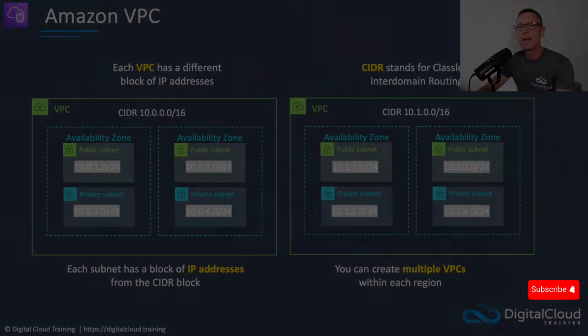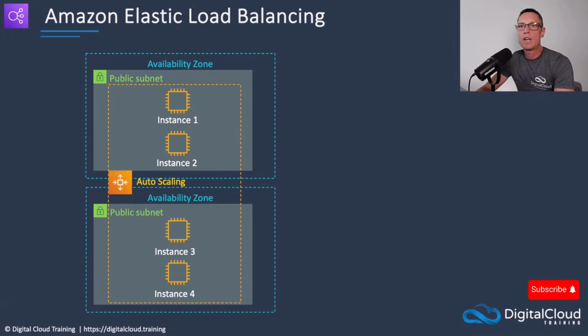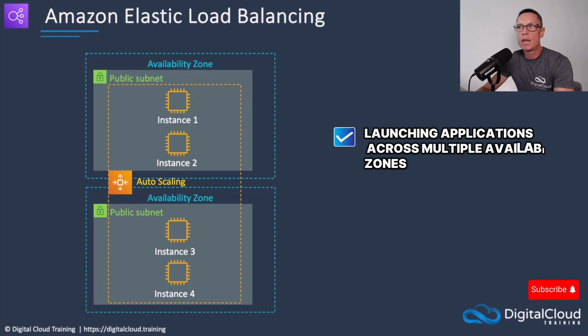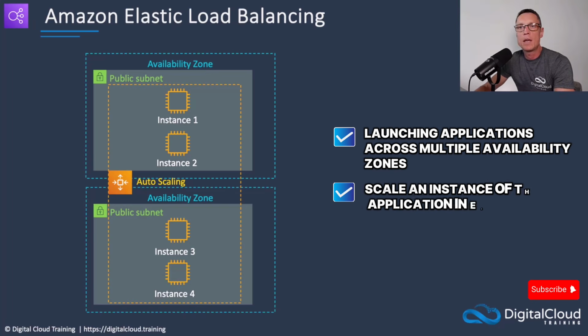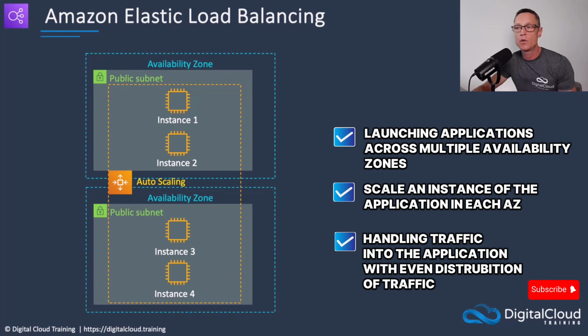So that's VPC. Now, another really important service is elastic load balancing. Now, when we run our applications in the cloud, we might launch applications across multiple availability zones for resilience. And we also want to be able to scale. Maybe we don't just want one instance of the application running in each AZ. What if we get a lot of traffic coming to our particular application? We want to be able to automatically scale that and launch lots of instances.